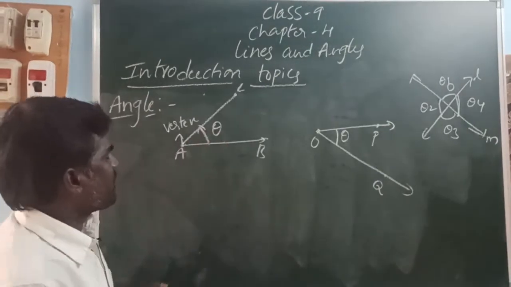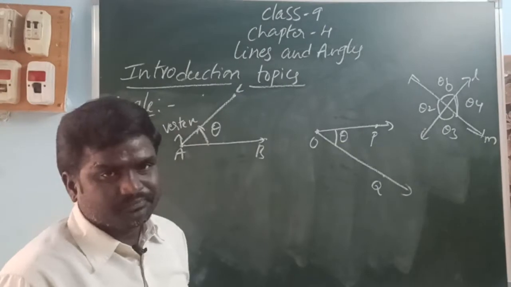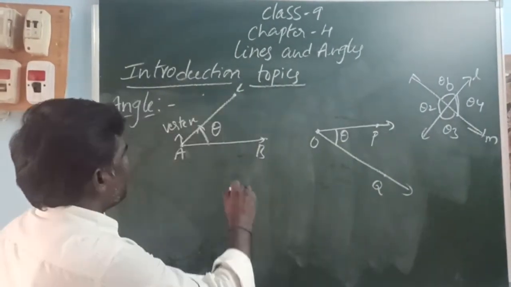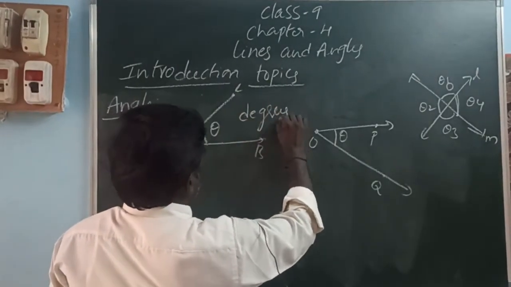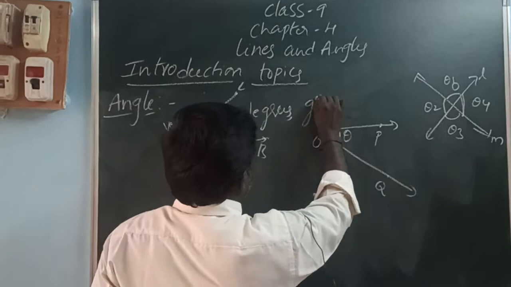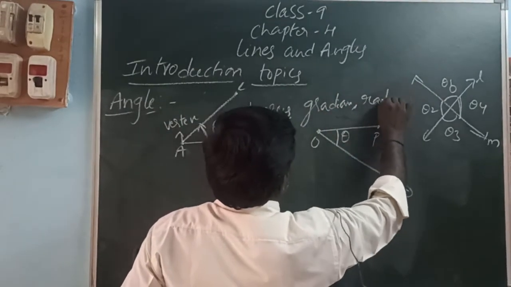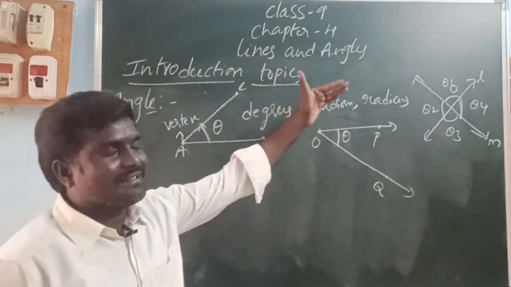This amount of rotation is measured in three types of units: degrees, gradients, and radians. So the angle is measured in degrees, gradients, and radians.